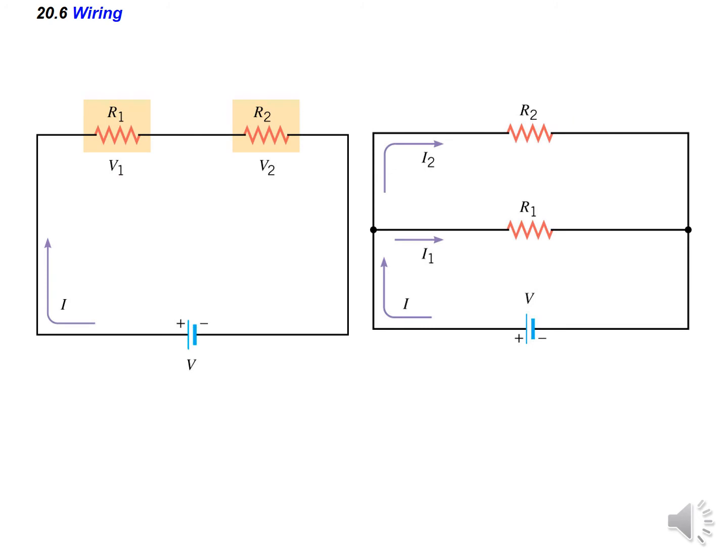Now, let's proceed with wiring. So, again, resistors can be connected in different ways. It can be connected in series like this. Okay, they are connected in series. Or they can be connected in parallel. Okay, so this one is in parallel.